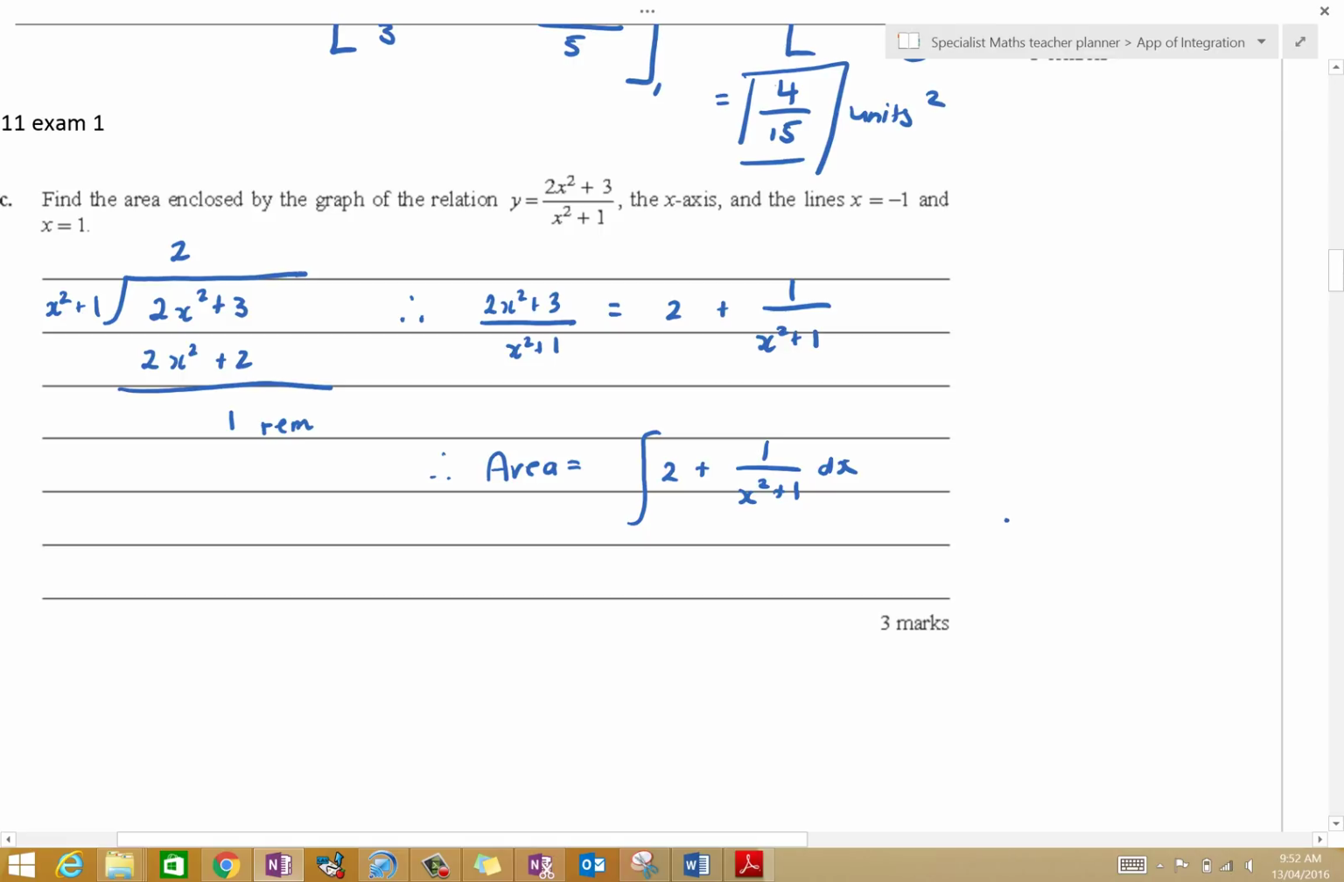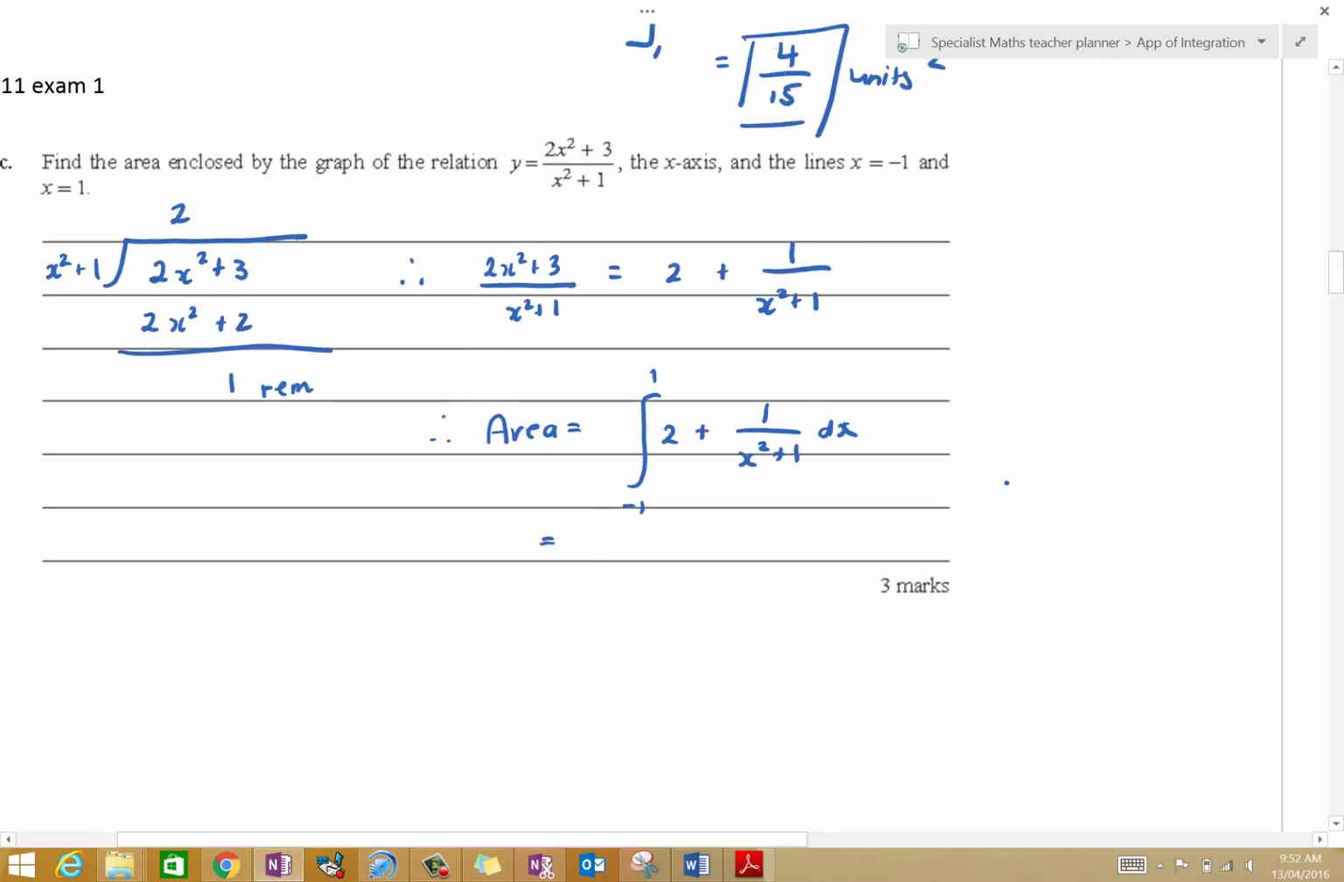Zip it. Between -1 and 1. We don't know if it's symmetrical, so we won't bother trying to make any shortcuts for ourselves. So that is equal to 2x plus, what have I got for 1 over x squared plus 1? Arctan, or inverse tan, of x from -1 to 1. And that is equal to, I'm going to just finish that off, 2 plus inverse tan of 1, pi on 4. 2 plus pi on 4.